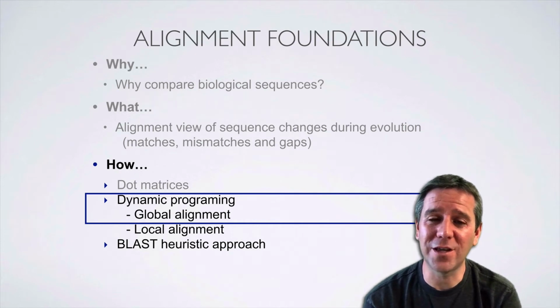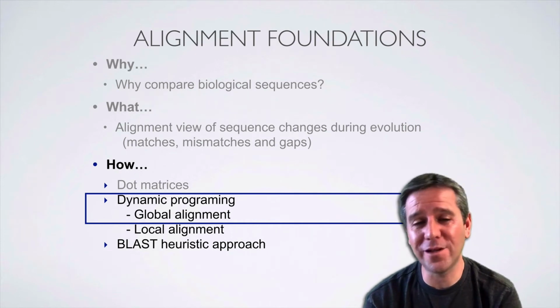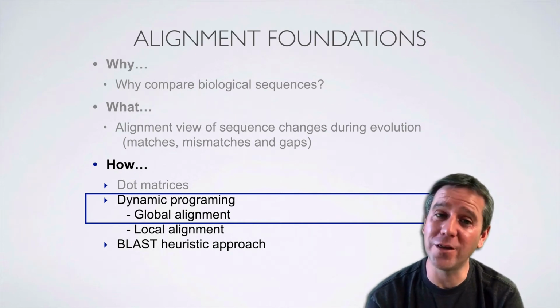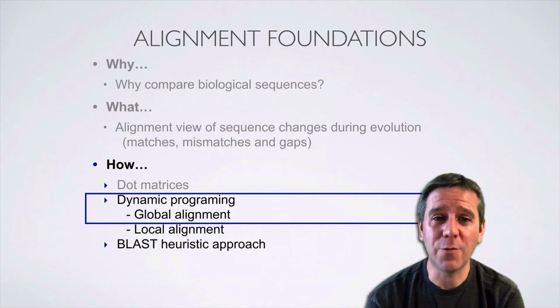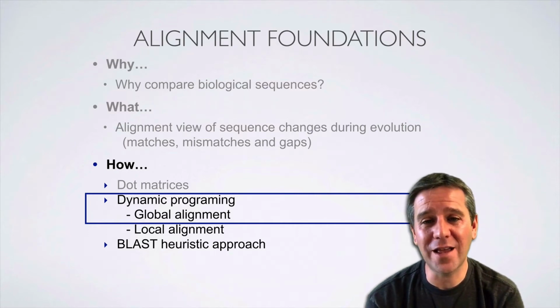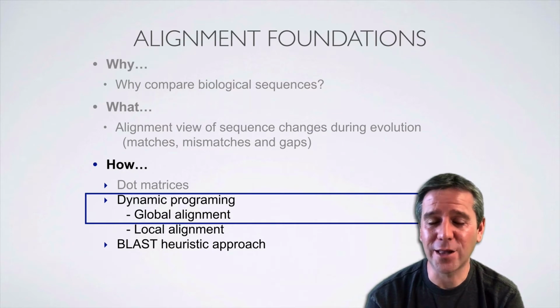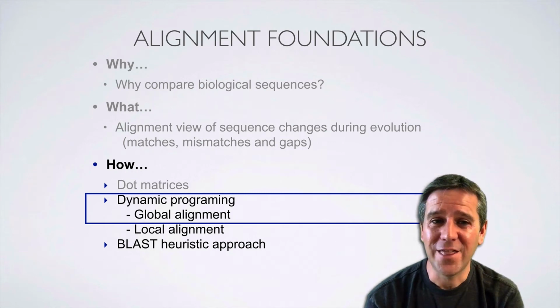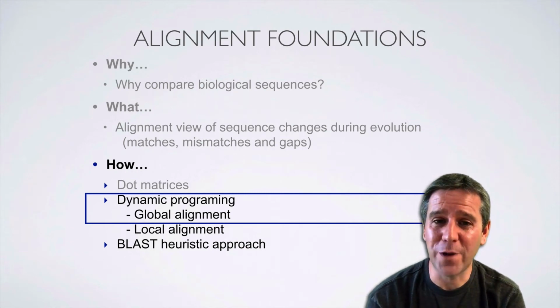Here we'll delve into the classic dynamic programming method that builds on the dot plot approach but adds a more quantitative component to it. We're going to focus initially on global alignment and then move on to local alignment and its adaptation for database searching with the BLAST approach and the various heuristics that are used to enable the efficient searching of large-scale biomolecular databases.